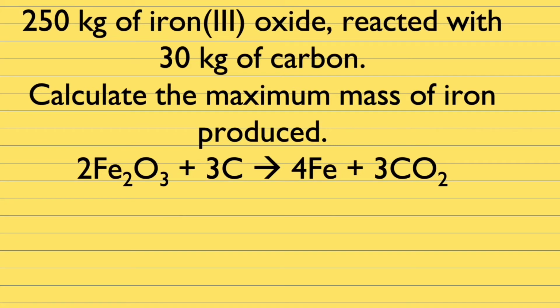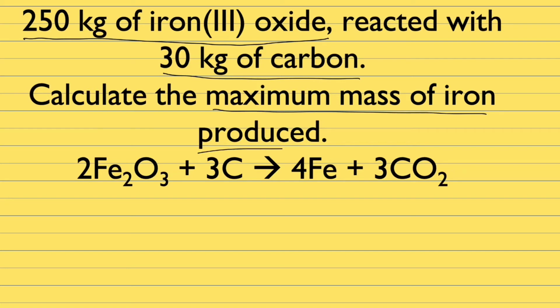So let's have a look at an example that doesn't involve cheese and bread, because I don't know about you, but I'm getting a bit hungry. In this example, 250 kilograms of iron 3 oxide reacted with 30 kilograms of carbon. Calculate the maximum mass of iron produced. So in this reaction, we took 250 kilograms of iron 3 oxide and we had 30 kilograms of carbon.